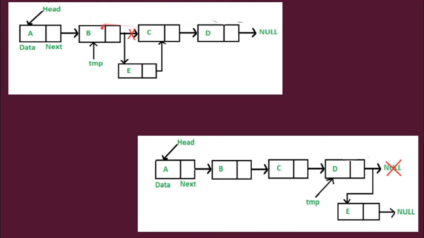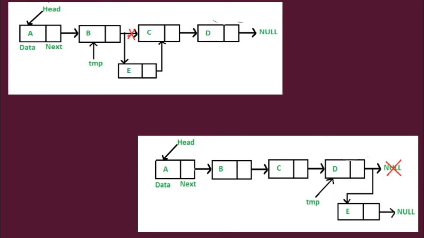Now this diagram shows how the insertion takes place in the intermediate position. Here we have the existing linked list from A to D, which is a queue. Now we want to add one more element called E in between B and C. So first we have to assign the value of TMB to B, and this pointer will point to the next, the new node, which is E, and this E pointer points to C.